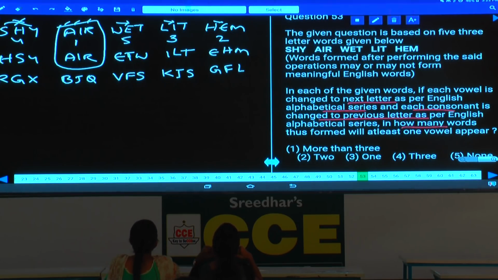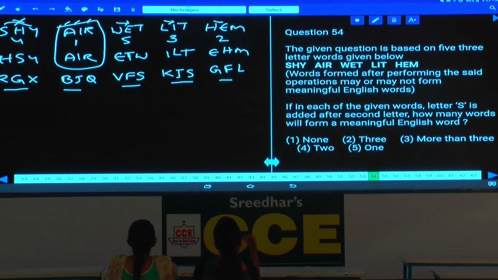In how many words thus found will at least one vowel appear? One vowel in how many words? In none of the words could we identify a vowel at all. Then what is your answer here? None of these, that is given in choice 5. So question number 53, choice 5 is the answer.